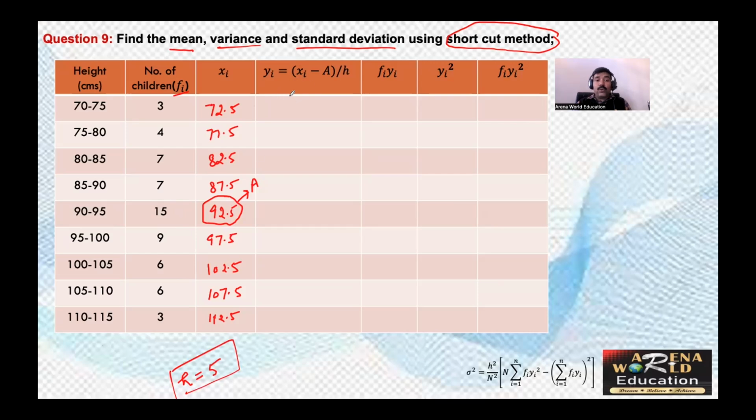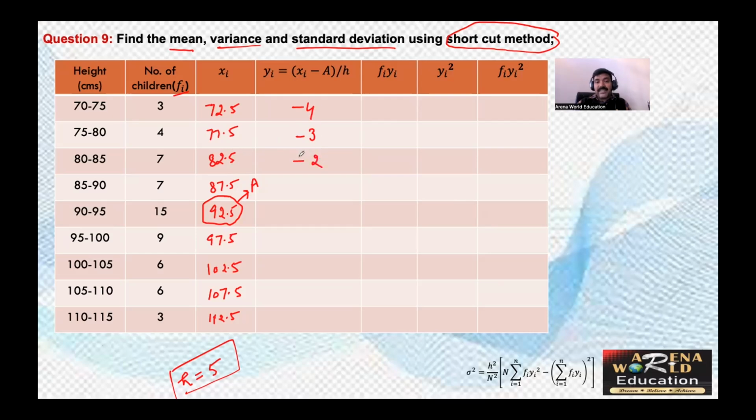Now let us find all these values. So what is the first value for yi? It will be 72.5 minus 92.5. That is equal to what? Minus 20 and divided by 5. So that will be minus 4, right? What is the next one? 77.5 minus 92.5. This will be minus 15 and divided by 5, this will be minus 3. Right? 82.5 minus 92.5, it will be minus 10 and divided by 5, this will be minus 2.